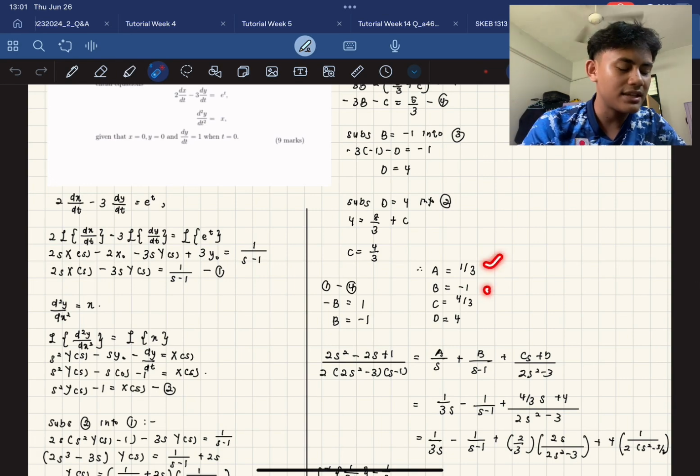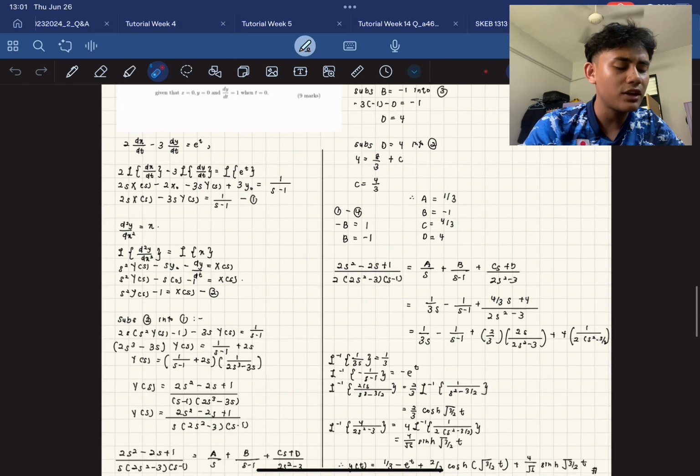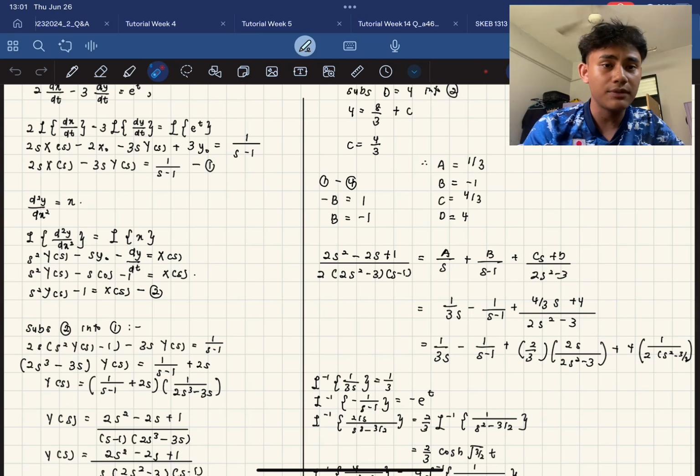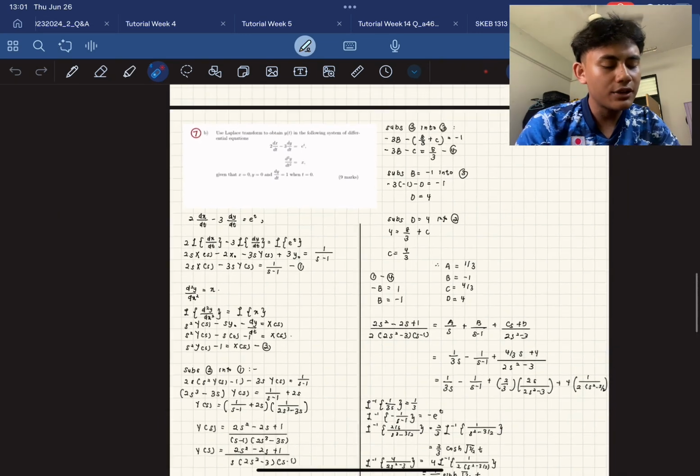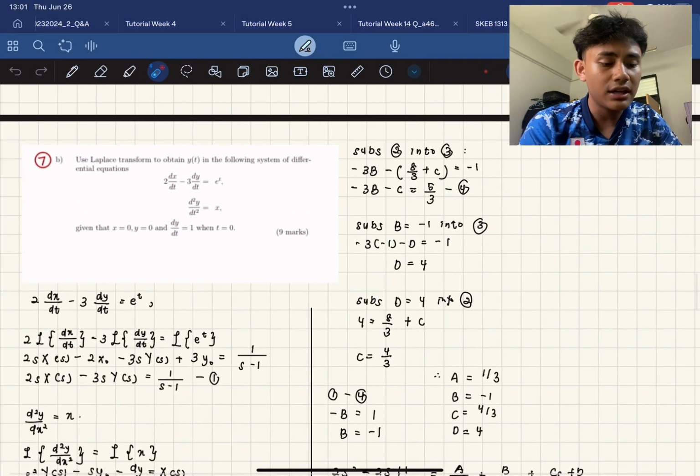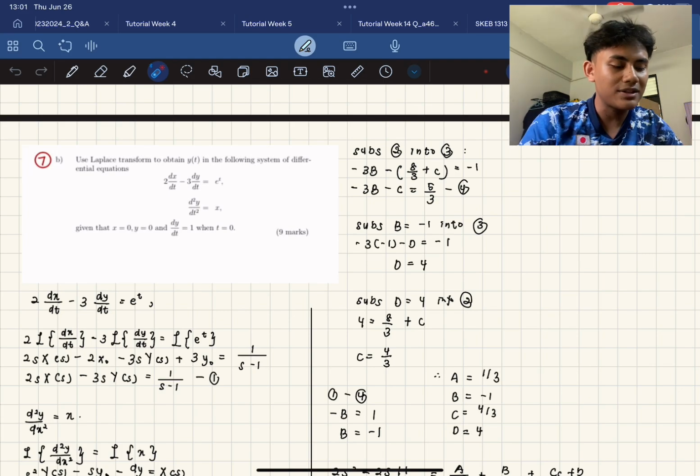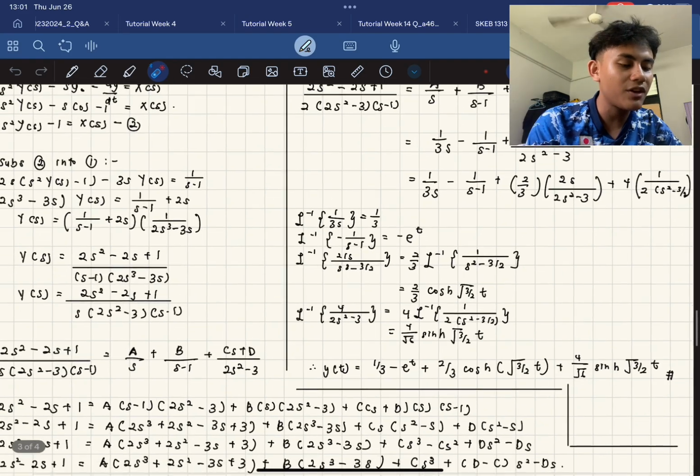After you get the values of A, B, C, and D, you have to substitute them back into the partial fraction equation. So here is the equation after you substitute it back. The question asks to use the Laplace transform to obtain y(t). So y(t) is the inverse of the Laplace transform. So you have to inverse the Laplace transform back.